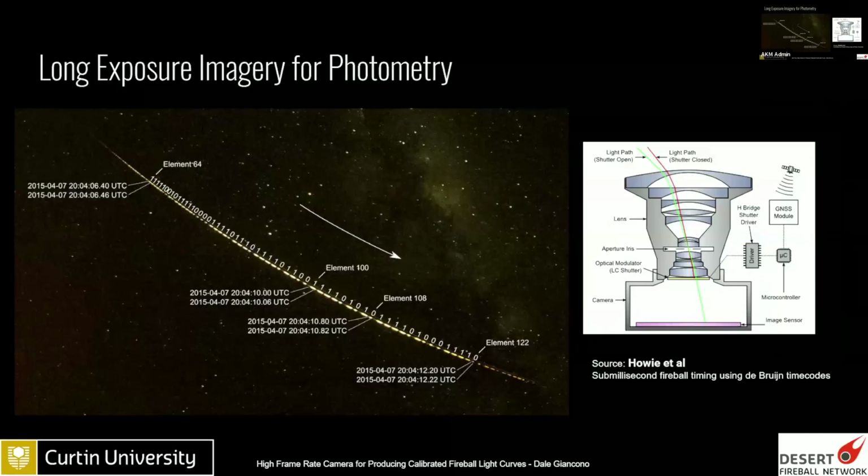One way is we use occulted long exposure imagery. So essentially we have a DSLR camera that's taking long exposures. There's a liquid crystal shutter in between the lens and the sensor, and that is encoding timing information into fireball streaks. We then perform rectangular aperture photometry on the individual dots and dashes to get the photometry. And we calibrate this photometry to stars that are in the background of the imagery near the fireball.